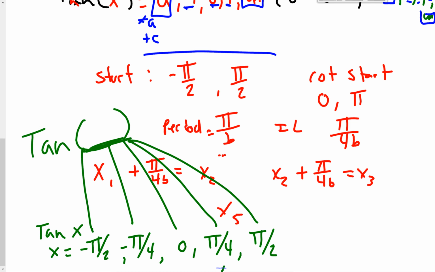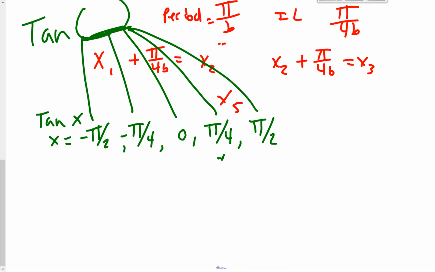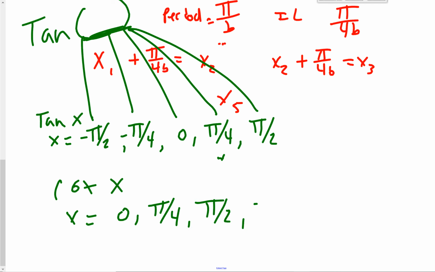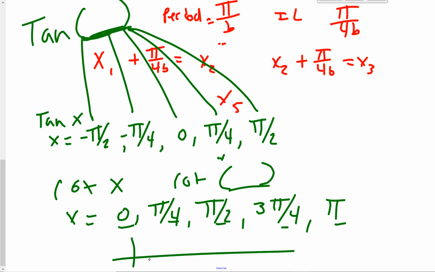Where cotangent, my x's would equal 0, 1/4 pi, pi halves, 3/4 pi, and pi. And again, I would set whatever I'm taking the cotangent of equal to each one of these to find the x's that I need to graph. So first x, second x, third x, fourth x, fifth x. Okay, so there are 2 ways that you can find your x's.